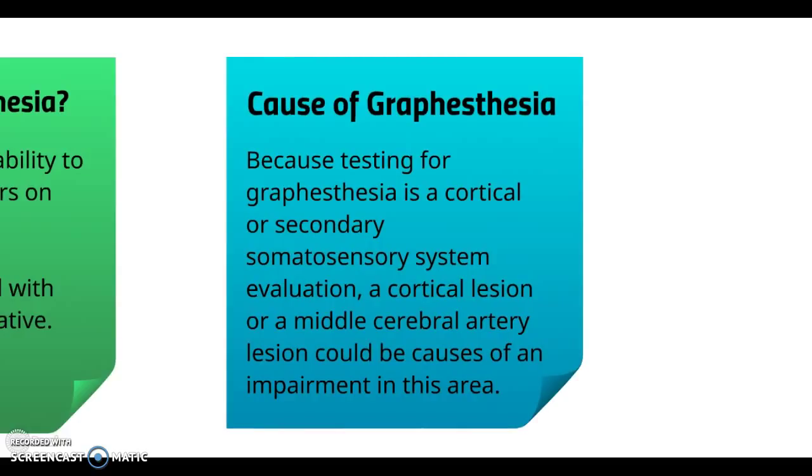Testing for graphesthesia is a cortical or secondary somatosensory system evaluation, which means that if a person has agraphesthesia, then it is likely due to a cortical lesion or middle cerebral artery lesion. So these are your individuals that have had strokes, multiple sclerosis, or traumatic brain injuries.